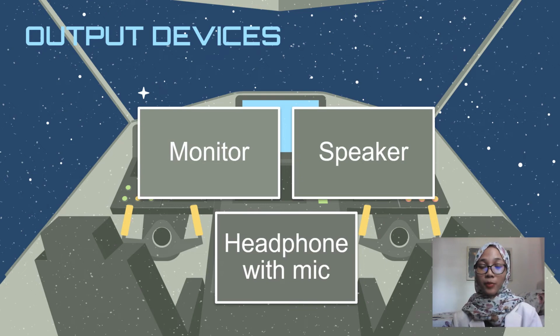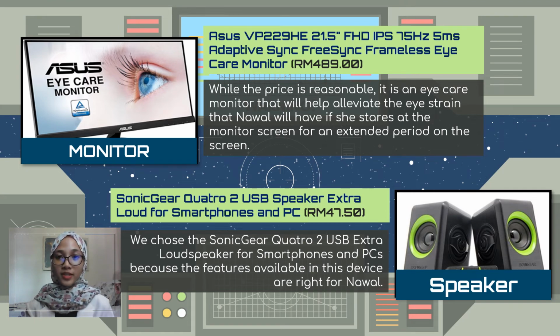There are three output devices that we suggest to Nawal. The first one is monitor, the second one is speaker, and lastly it is headphone with microphone. The first output device that we suggest to Nawal is monitor. The brand of this monitor is Asus and it costs RM 489. Even though the price is affordable, but it is an eye care monitor, so this can avoid Nawal from getting eye strain. Monitor is a display device that enables Nawal to view video pictures or text. The monitor measures 490 multiple 363 multiple 199 millimeters.